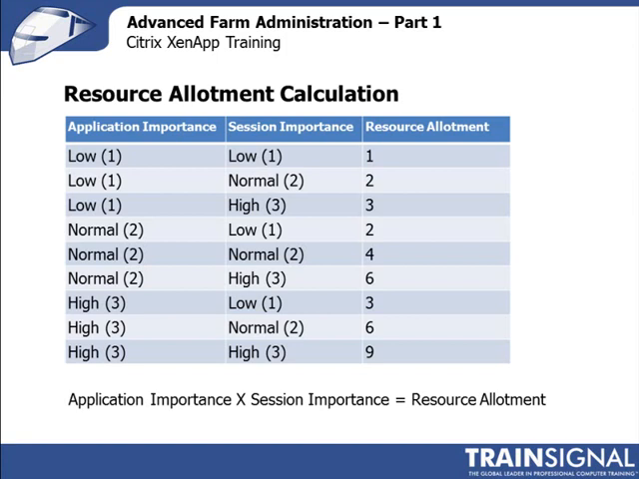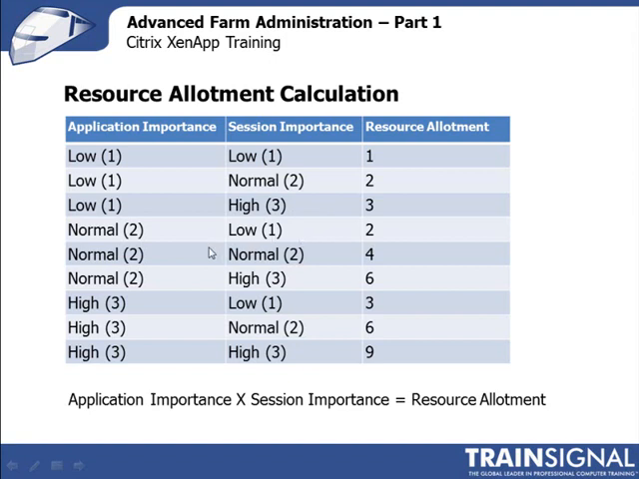So applications and sessions, for that matter, are categorized as low, normal, or high. Low is 1, normal is 2, high is 3. That's the numerical value that it gets. And the same for session importance. It's going to be either low, normal, or high. And session importance, by the way, is set in the user policy, and I'll show you how to do that.